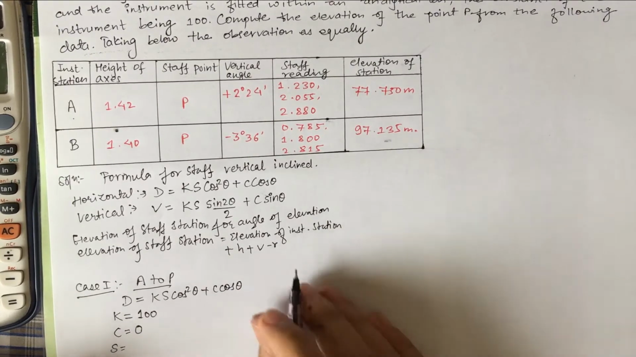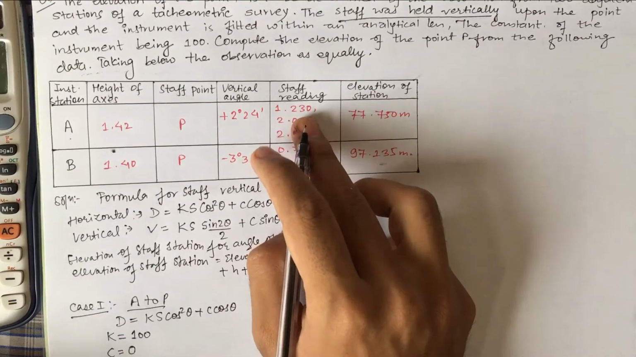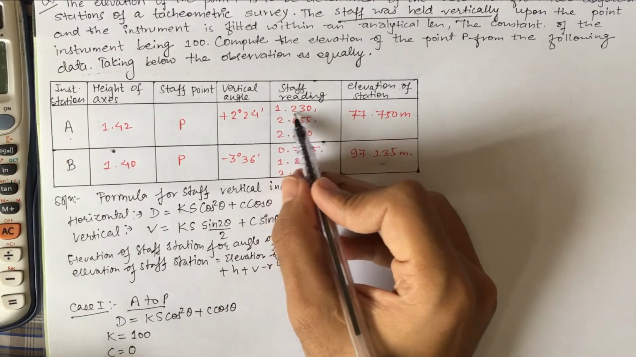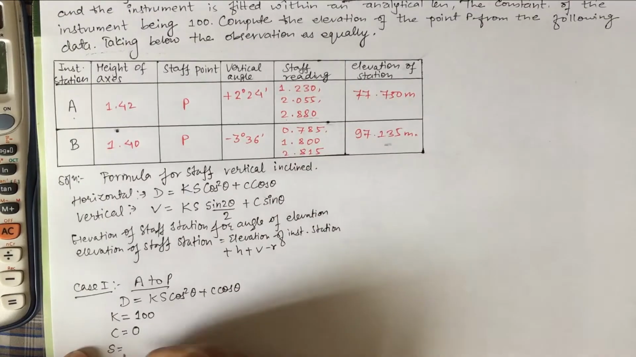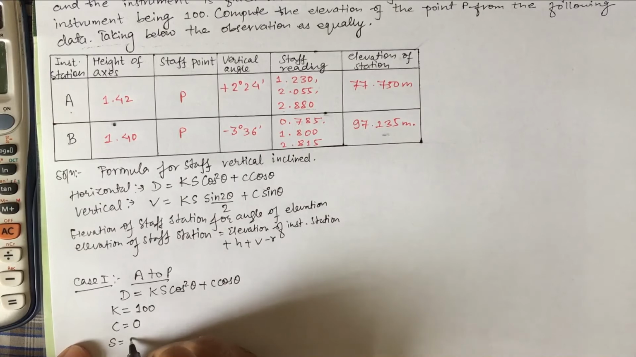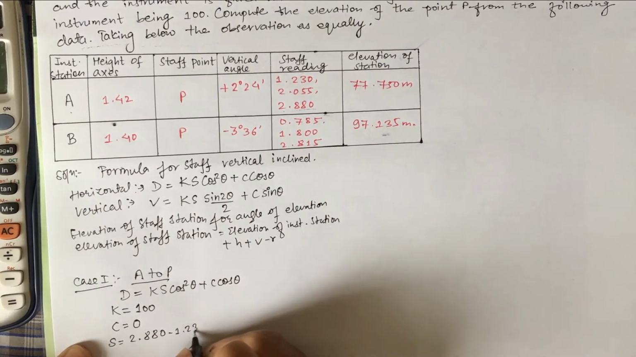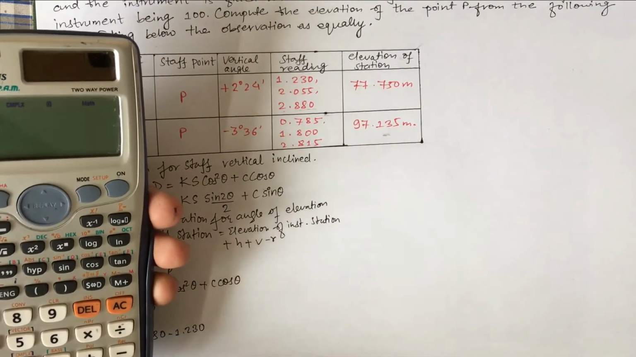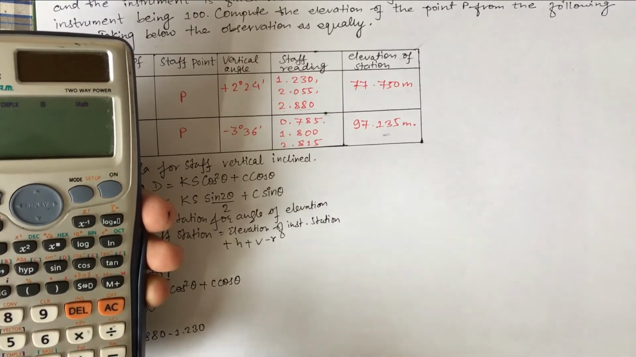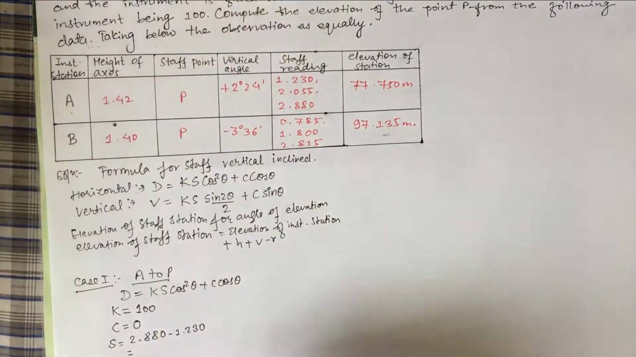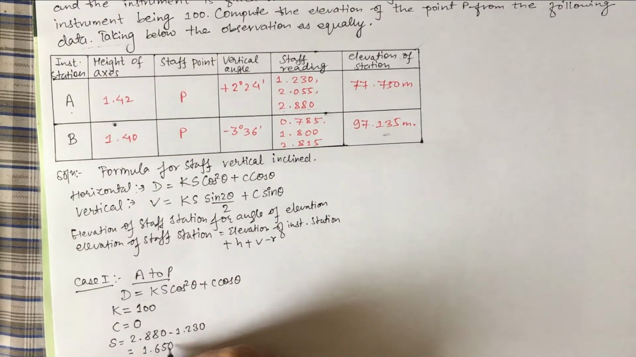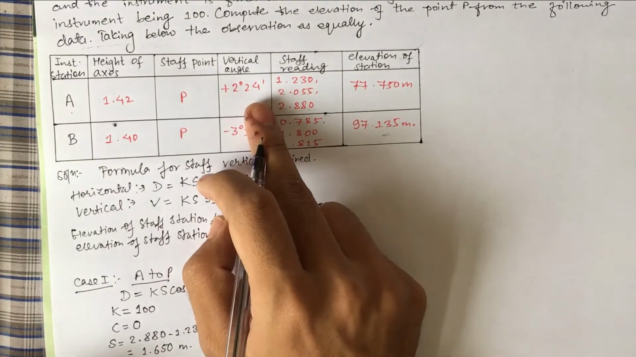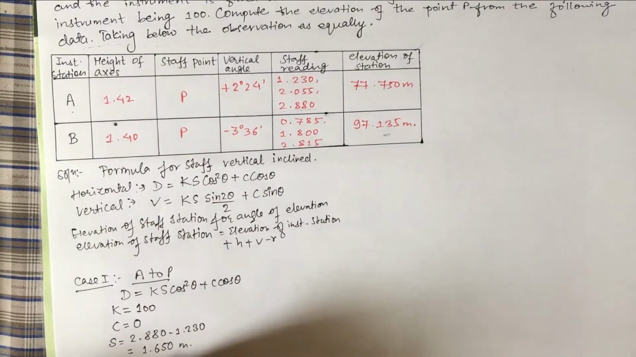So S equals, how to find S? This is staff reading. Always subtract the first staff reading from the last. That means 2.880 minus 1.230. So S equals 2.880 minus 1.230, which is 1.650 meter. And our theta is given. Theta is this vertical angle. We are given 2 degree 24 minute. That is a positive value.